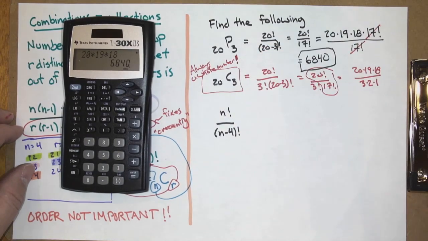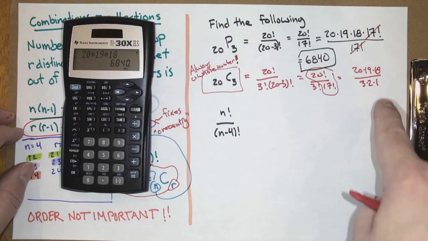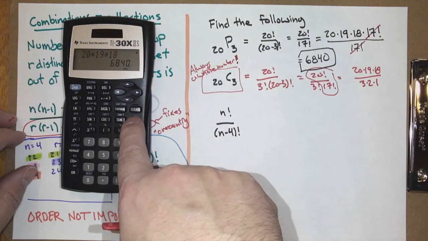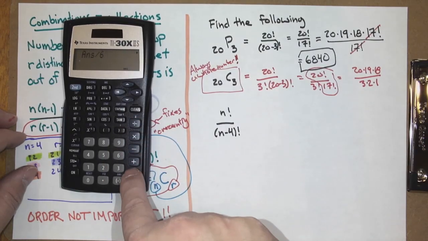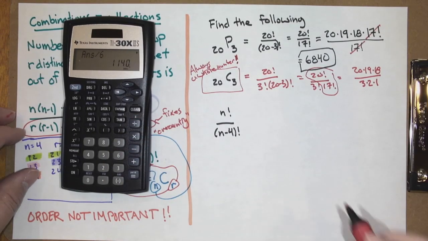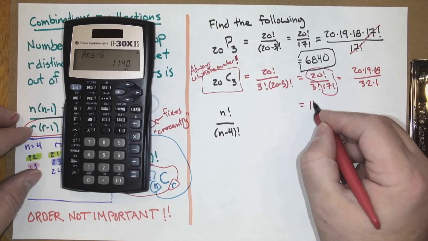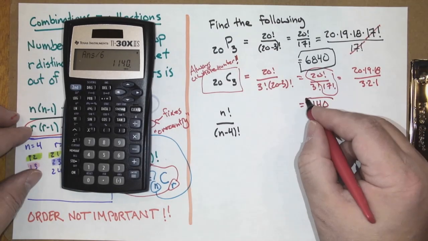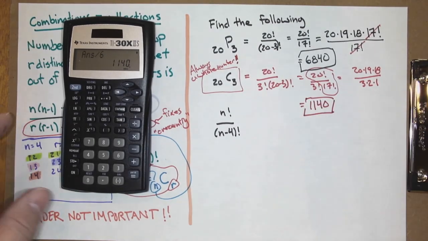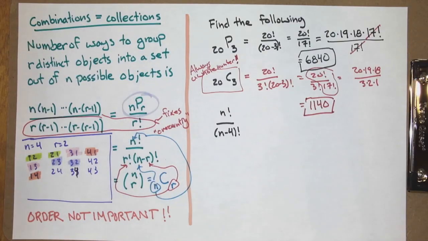Now the good news is we already took 20 times 19 times 18, and 3 times 2 times 1, we can do that in our head. That's 6. So we just take our previous answer and divide by 6, and so we get 1,140. So a lot fewer combinations than permutations, but that should not surprise us. All right, the last one, n factorial divided by n minus 4 factorial. What can we do?